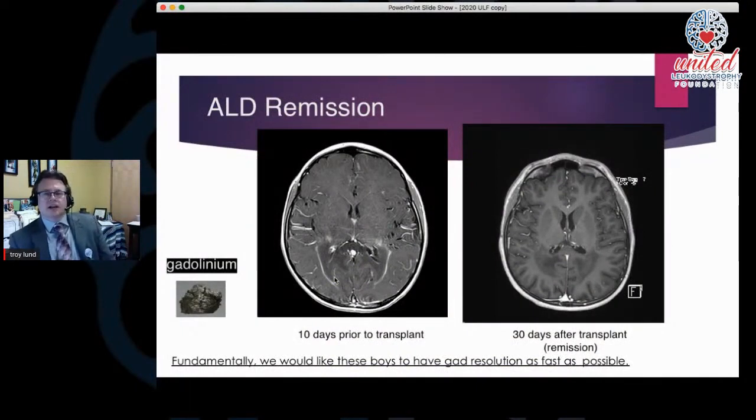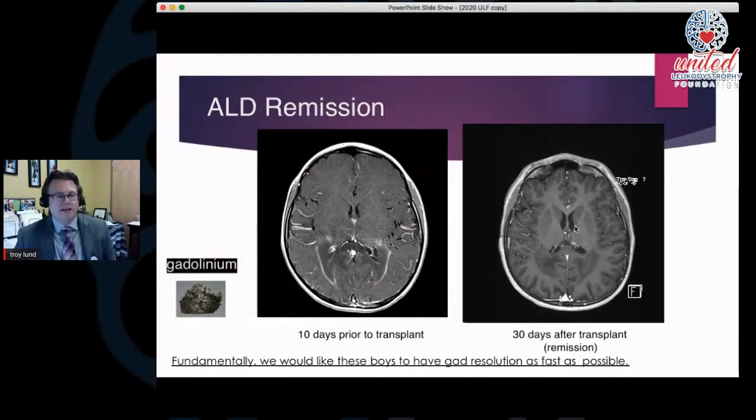So back to this gadolinium enhancement as shown on the left slide. Again, another boy, approximately 6 years of age, with this Garland ring of enhancement around his demyelination. This is an MRI image 10 days prior to transplant. And what is the goal of transplant? Well, it's to take this MRI and convert it to this MRI. And this is the same boy about a month after transplant. And you can see that inflammation is completely gone.